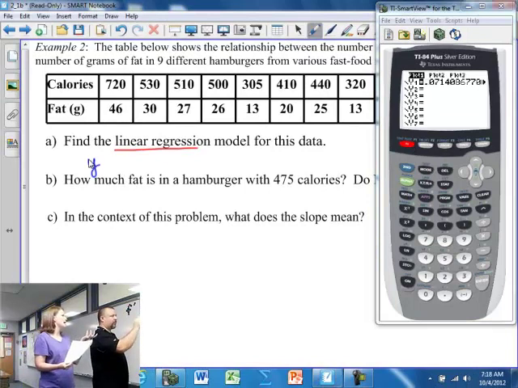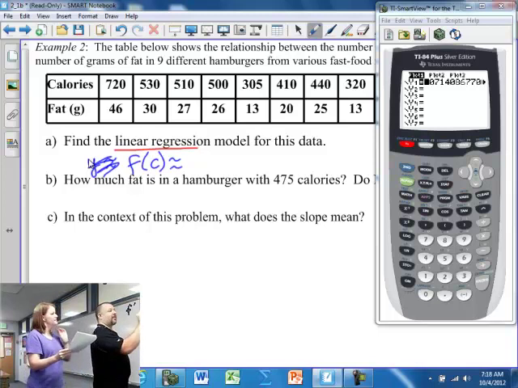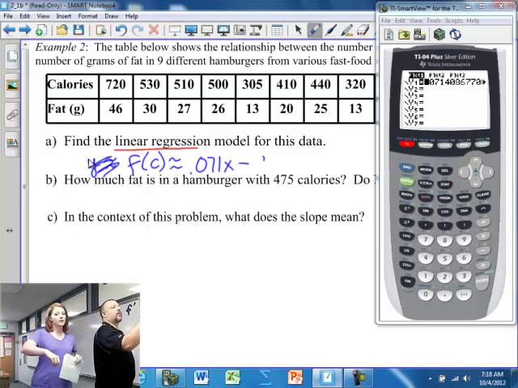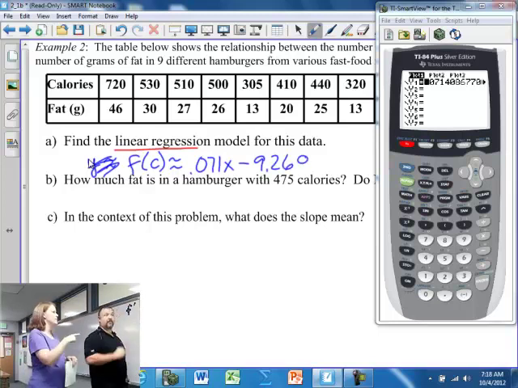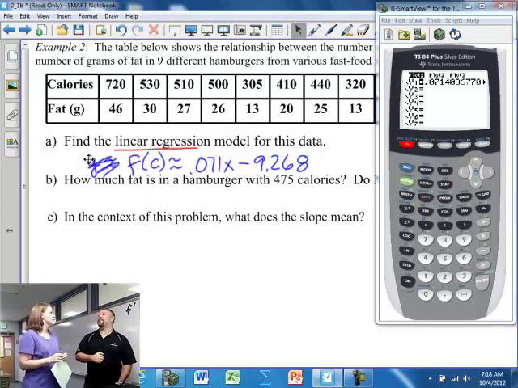So it's going to be, I have it here, f of c, because it's fat per calorie, of 0.071x, rounded to the thousandths, minus 9.268. But in our calculator, we have all the decimals. And the reason we need that is for part B. How much fat is in a hamburger with 475 calories?